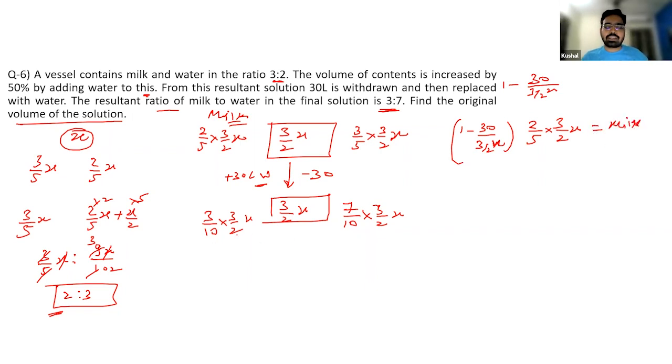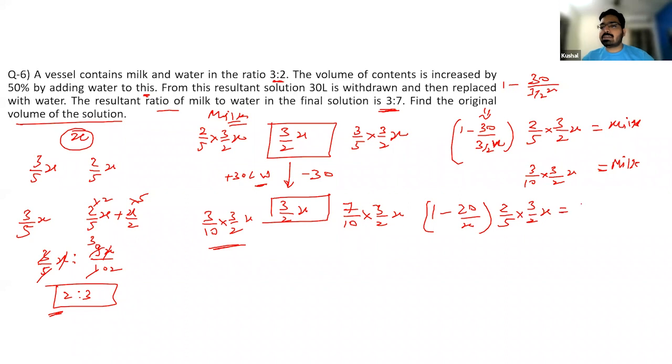Correct? And what is the quantity of milk? Finally, this is 3 by 10 of 3 by 2x. So the final quantity of milk is already something that we know, which is 3 by 10 of 3 by 2x. We will just have to equate all of this. So 1 minus of 3 by 2. So I'm going to cancel this and say it is 20 by x. 1 minus of 20 by x. I've just solved this fraction over here. 3 will get cancelled out. So you will be left with 10 and multiplied it by 2. So 20 by x over here multiplied by 2 by 5 into 3 by 2x. That value must be equals to 3 by 10 into 3 by 2x.